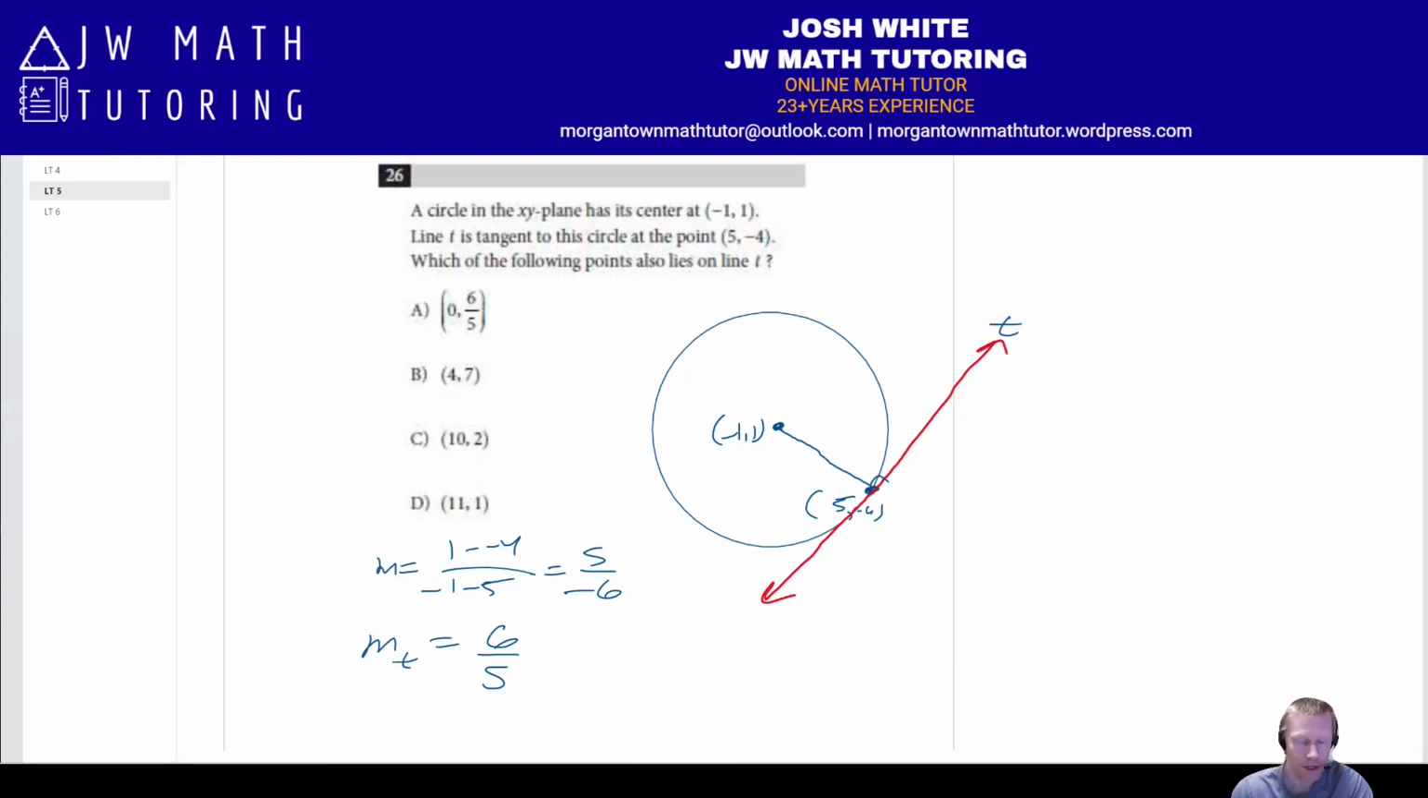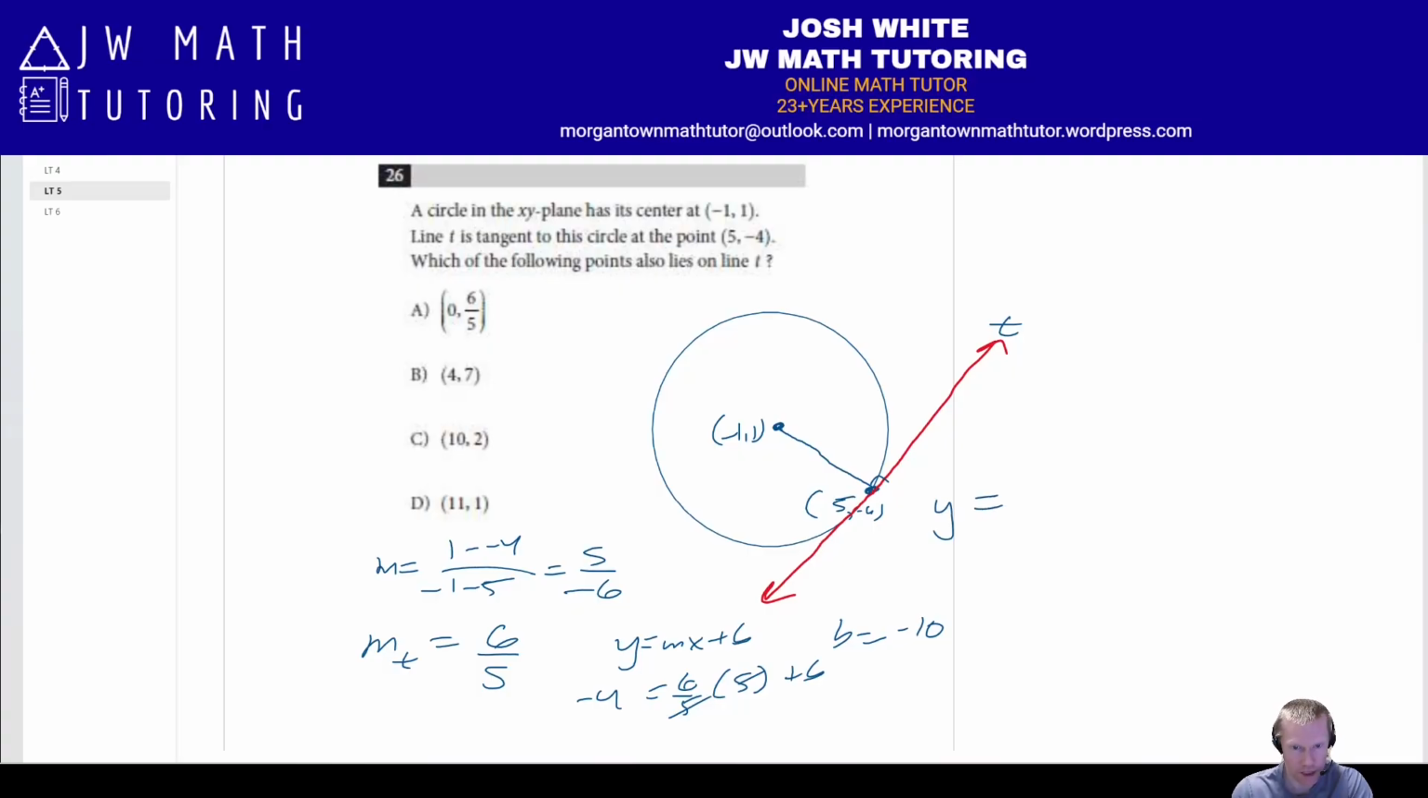So now, if you want to do this by hand, basically what you have to do is you could take y equals mx plus b, and we can plug in the point and the slope. So we know the slope is 6/5. We know the point is (5, -4). This is going to cancel. So it looks like b is going to be equal to -10.